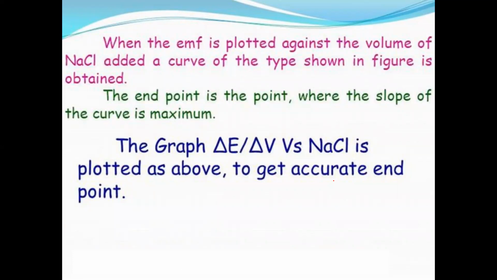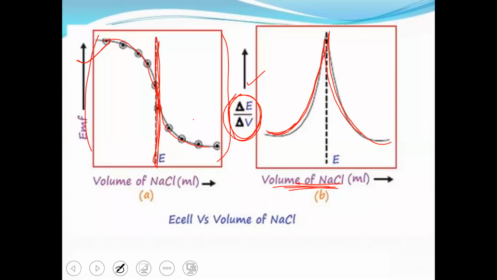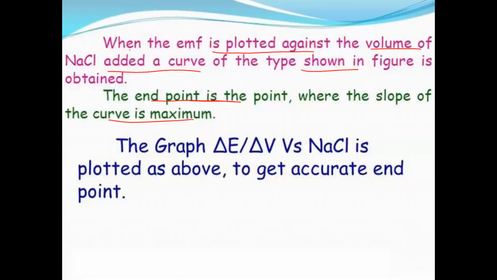Here, in the graph where the EMF is plotted against the volume of the titrant, the curve is of the type shown in the figure. We have already seen that. The endpoint is the point where the slope of the curve is maximum. So that is the endpoint.